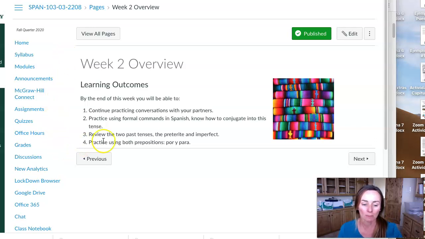Entonces, tenemos materia nueva que es formal commands o mandatos formales y también mandatos plurales, so formal and plural commands. Vamos a repasar pretérito imperfecto y también el presente perfecto. Y breve, muy breve, vamos a repasar por y para y los usos de por y para.